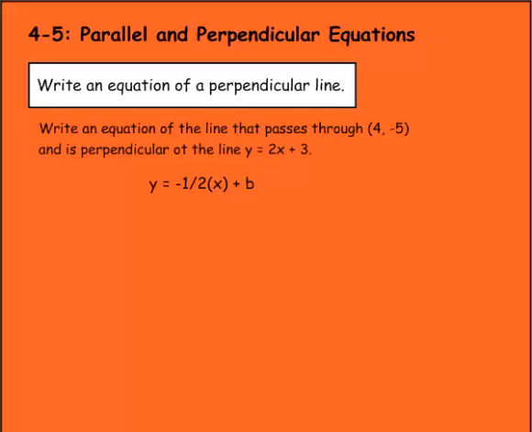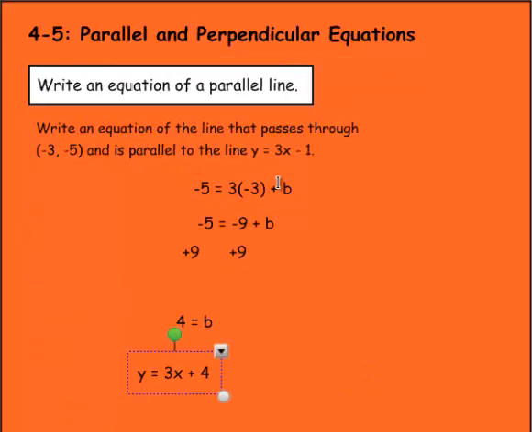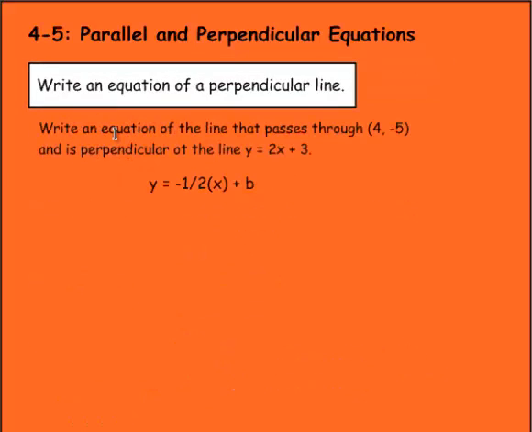So just like we did with this parallel number where we plugged in the ordered pair to find the answer for b, we can do the same thing here. We have 4 and negative 5. So negative 5 for y equals negative 1/2 times 4 plus b. So negative 5 equals, this would be negative 2 plus b. Then I could add 2 to both sides. And that would give me negative 3 equals b. So b is negative 3.